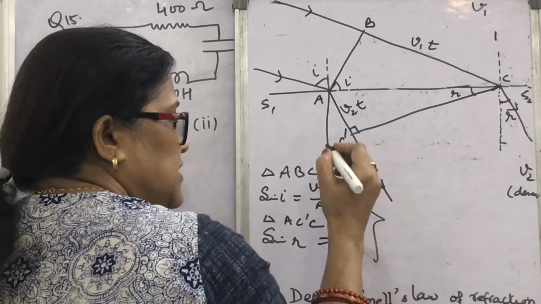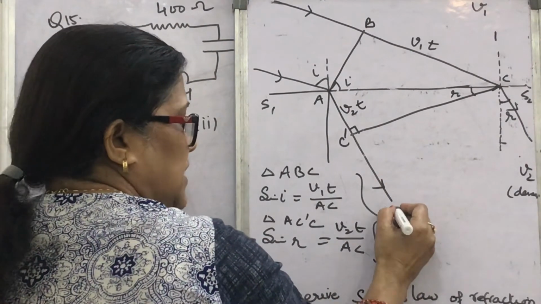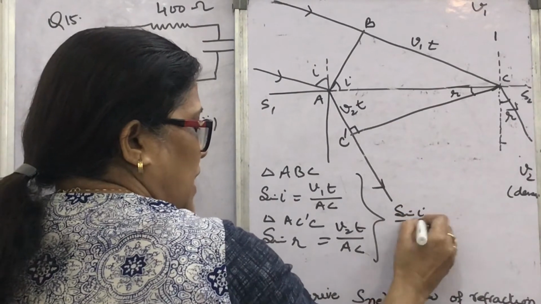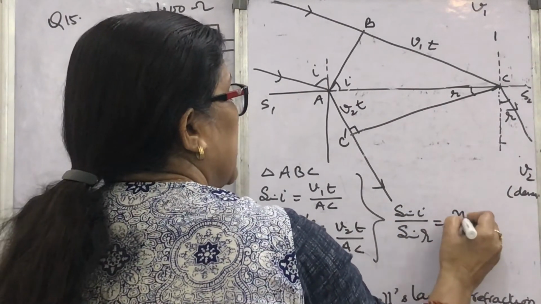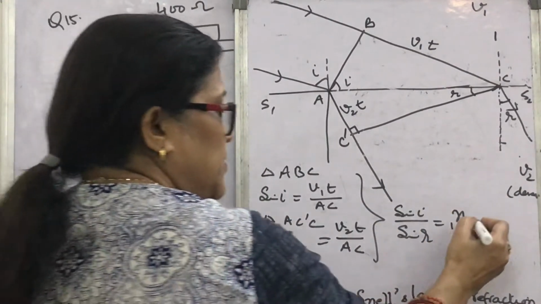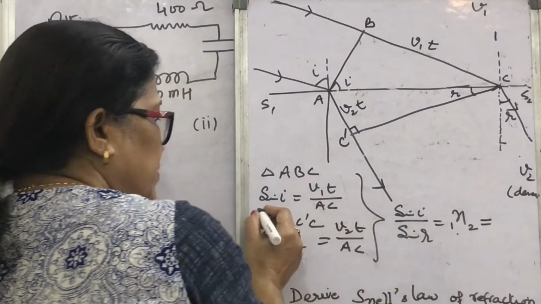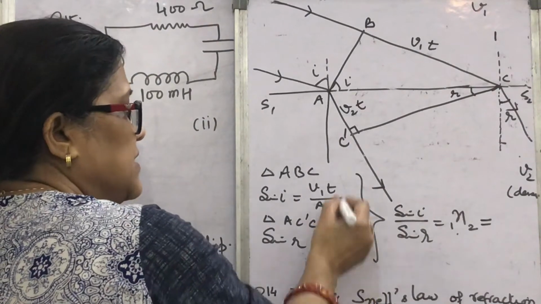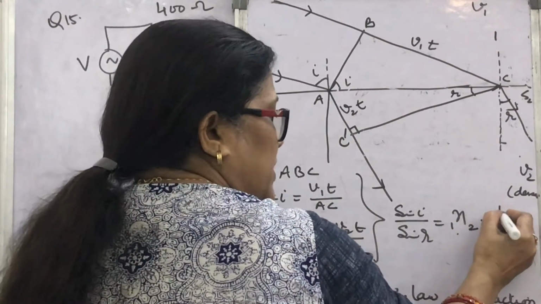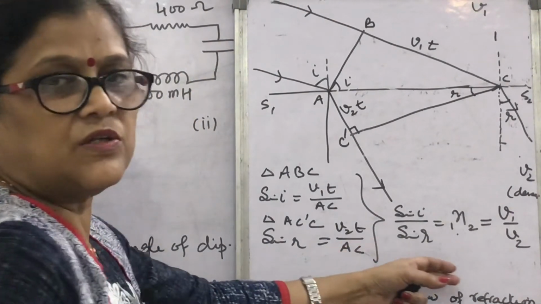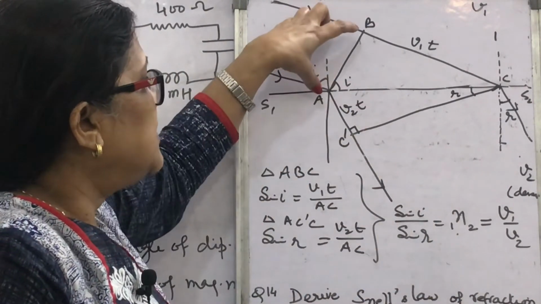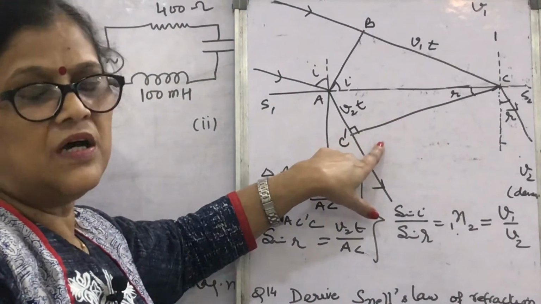You know Snell's law. What does Snell's law say? That sine I upon sine R is the refractive index of the second medium with respect to the first. And if you divide these two, AC will be cancelled, t will be cancelled. What are you getting? V1 upon V2. So, in this way Snell's law is derived, and incident and refracted wavefronts are shown.